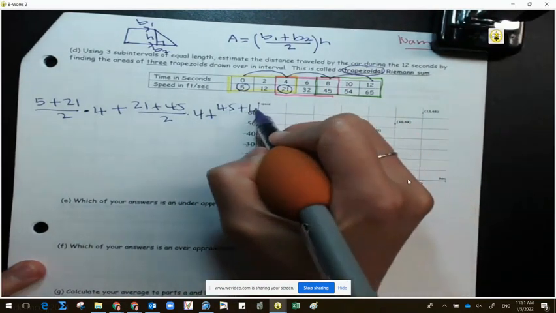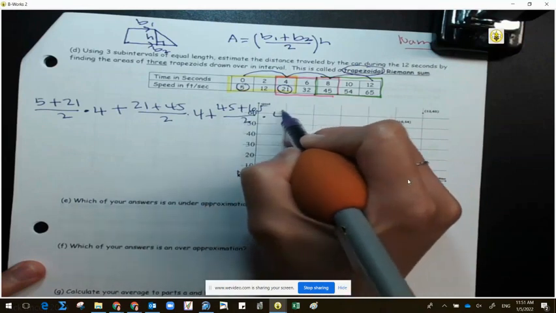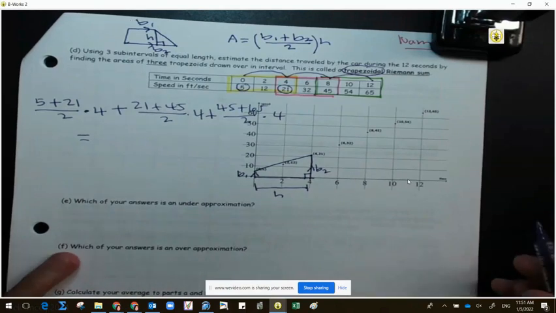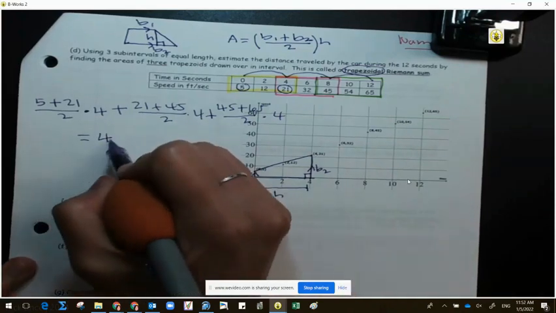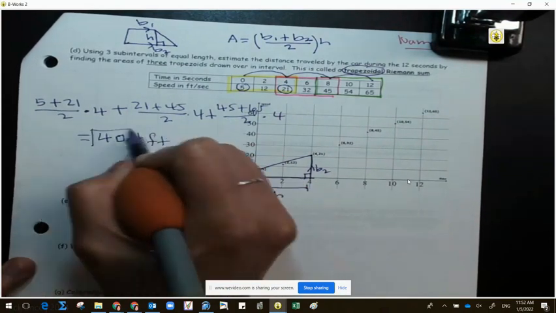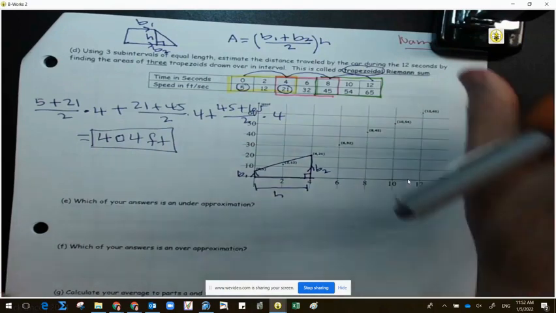45 and 65 divided by 2 times 4. Let's type that in. And the number has to be in between your left and the right, or pretty close to the midpoint. For how many? 404 feet. And there's a relevance to this that I'm going to explain in about 2 questions after.